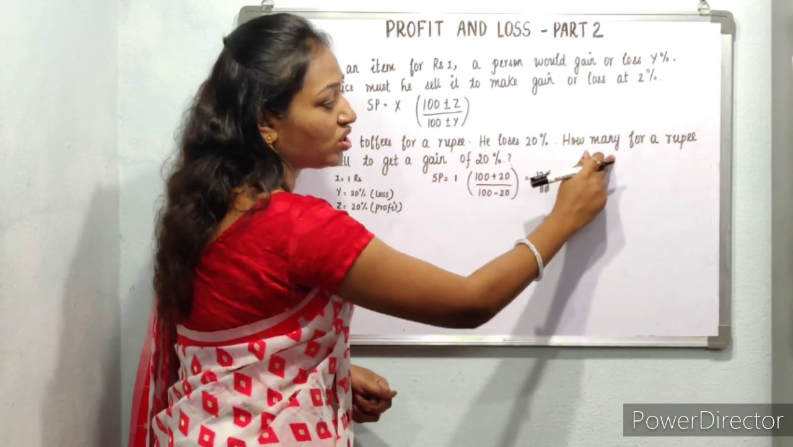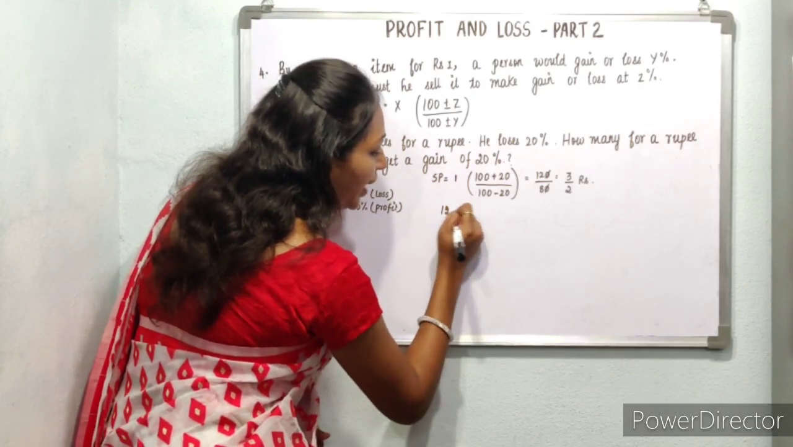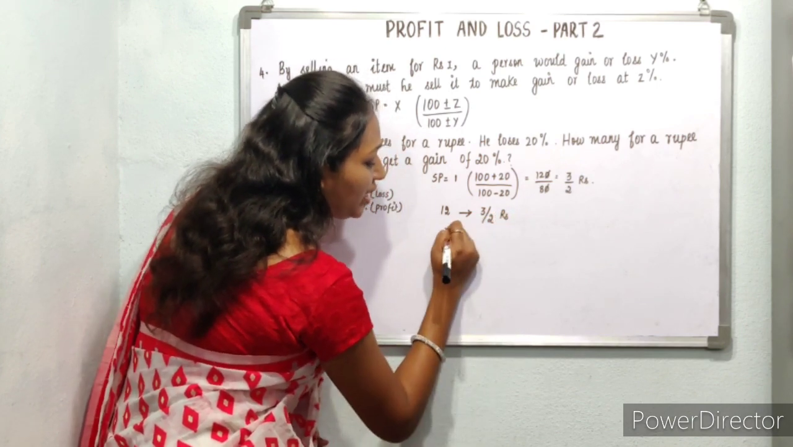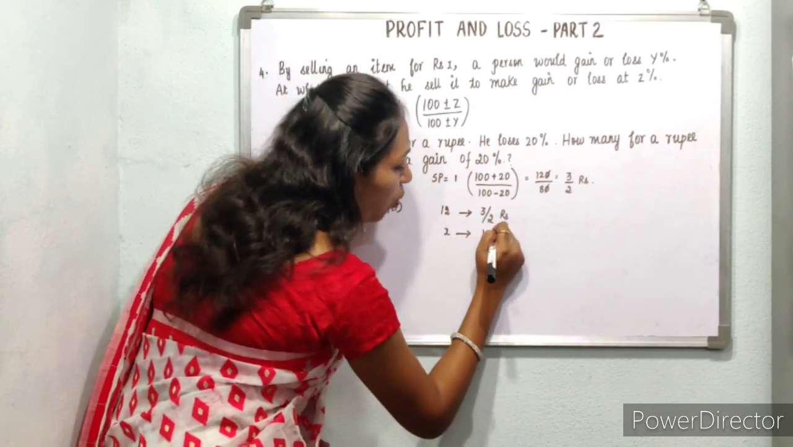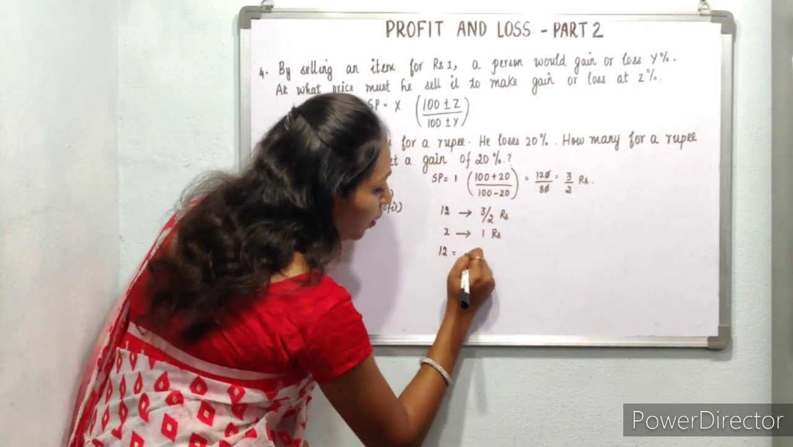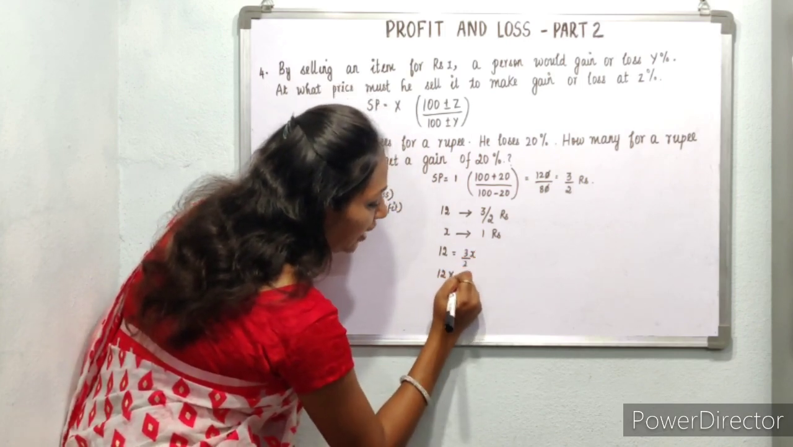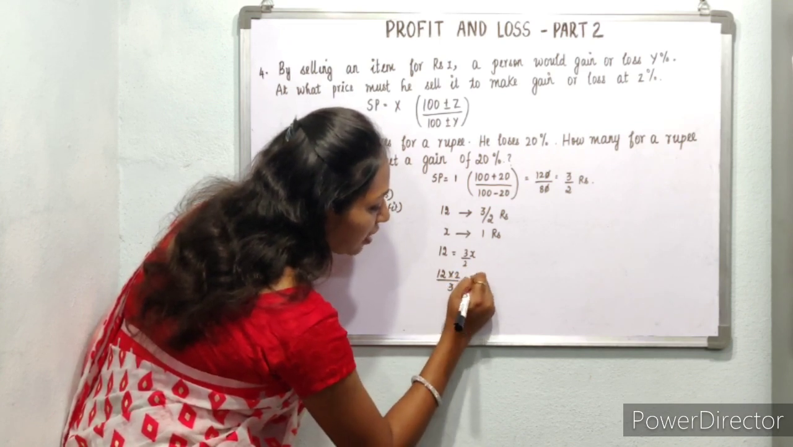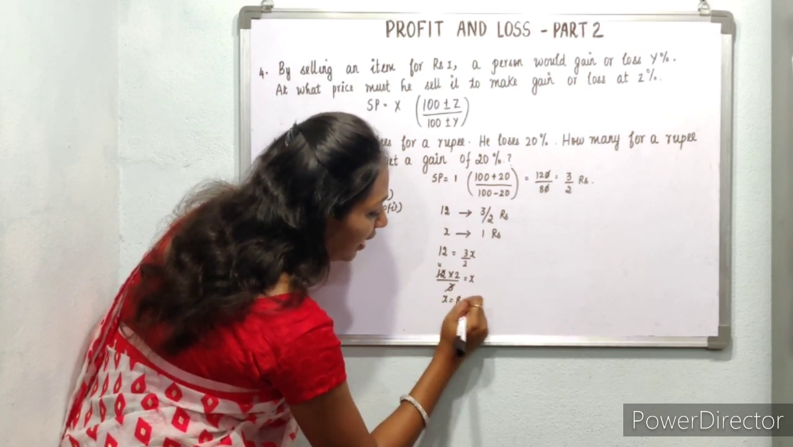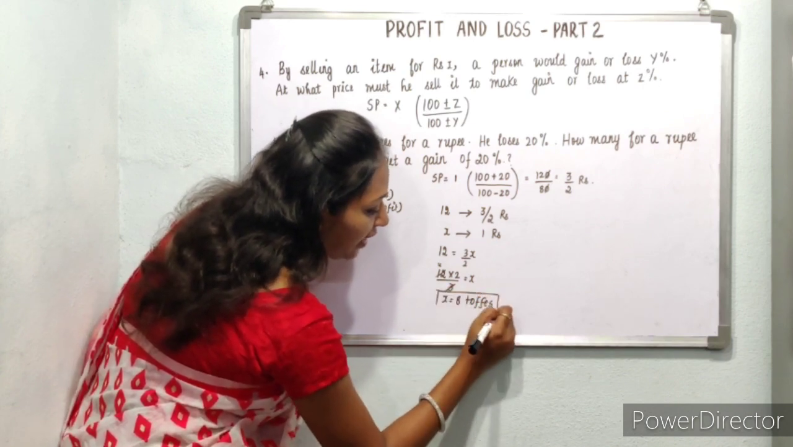But they have asked the question, how many for a rupee? So we know the selling price of 12 toffees is 3 by 2 rupees. So how many toffees can you sell for 1 rupee? You can cross multiply. When you cross multiply, you'll get 12 equals 3 by 2 into X. So how can you find the value of X? 12 into 2 divided by 3 is the value of X. So cancel it and we'll get X equal to 8 toffees. So for 1 rupee, you can sell 8 toffees.